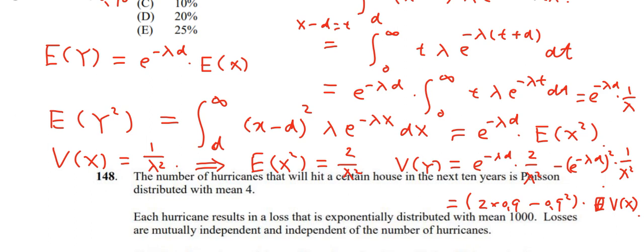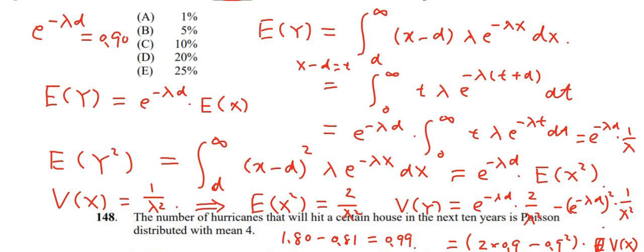How much percentage is reduced? This number is 1.80 minus 0.9 squared, which is 0.81. So this equals 0.99. So we can say 1% reduced. The answer is 1% reduced.